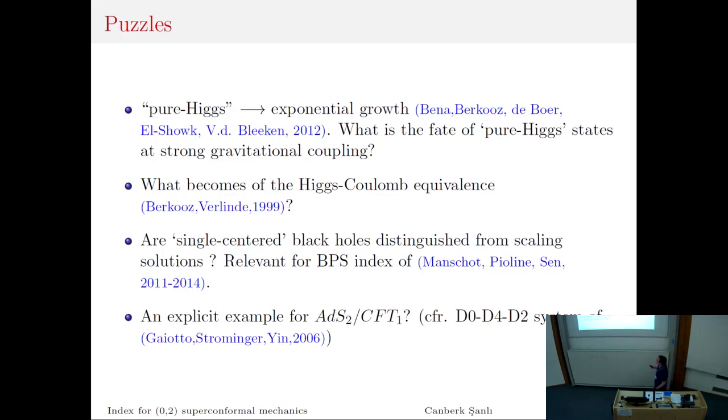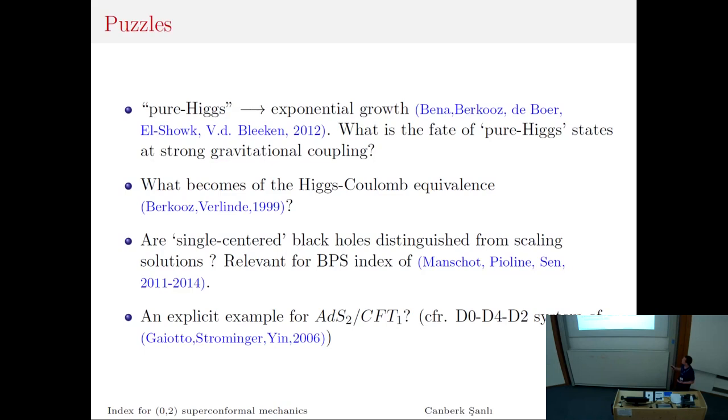But we know that it is the Coulomb branch that corresponds to the supergravity description. So it is a curious question, what is the fate of these pure Higgs states? Do they survive into the Coulomb branch? Or do they not appear, and do they look like scaling solutions, or do they look like just single-centered solutions?